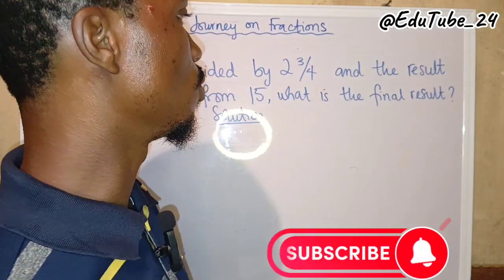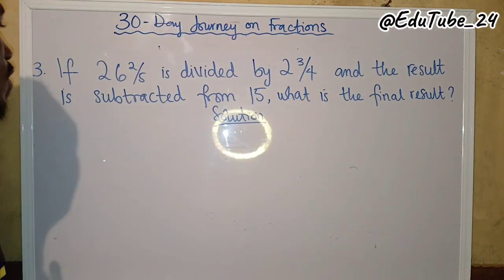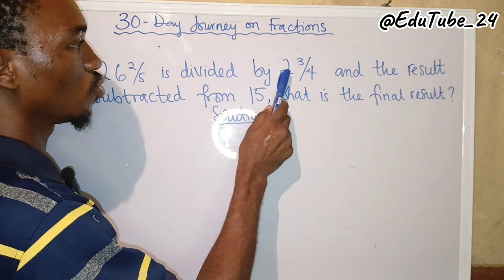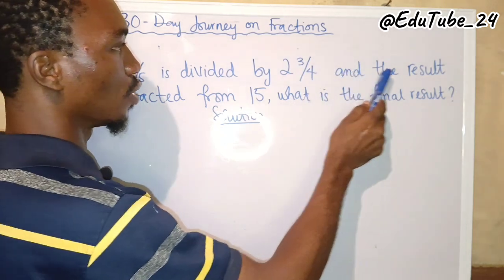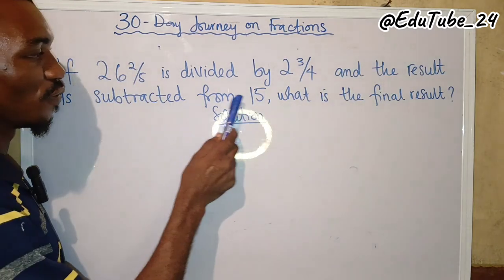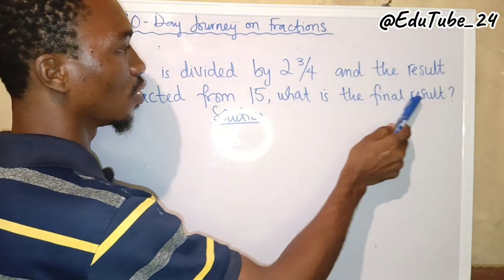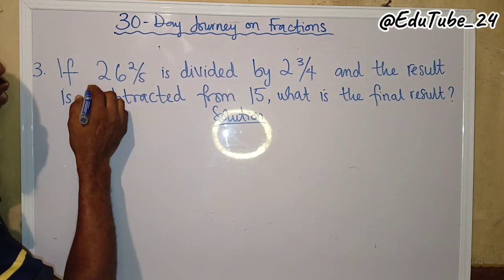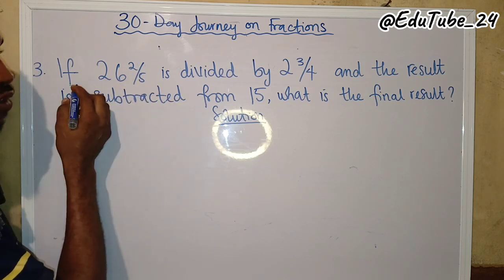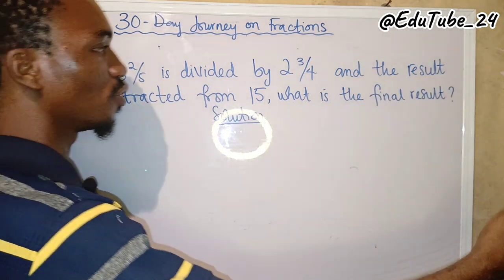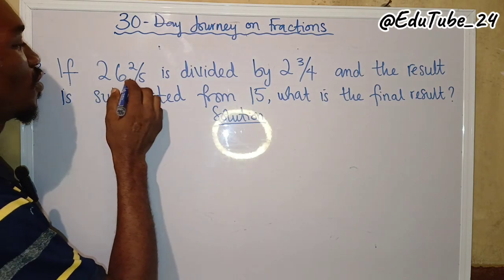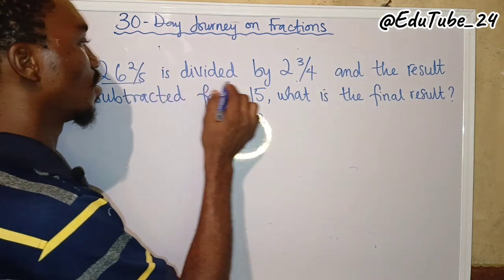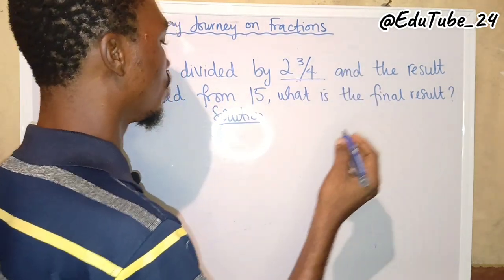Now let's see question number 3. Question number 3 says, if 26 2 over 5 is divided by 2 whole number 3 over 4, and the result is subtracted from 15, what is the final result? Now let's take it bit by bit. If this is a condition, whenever you see if beginning a question, that's a condition. That means something has to happen before something else happens. So if 26 whole number 2 over 5 is divided by this, that means if this is divided by this.